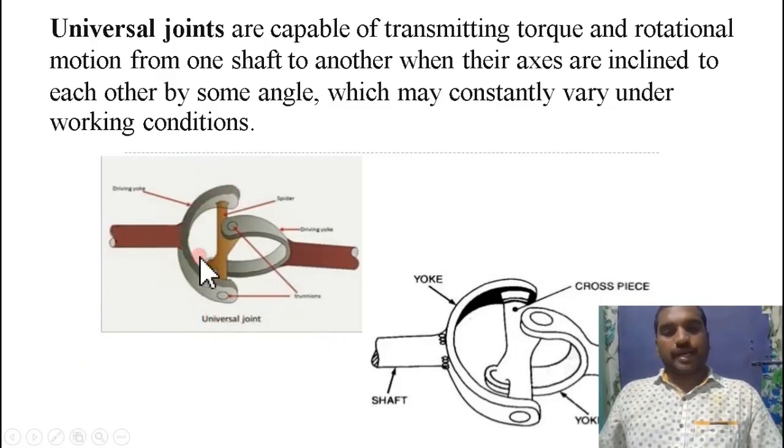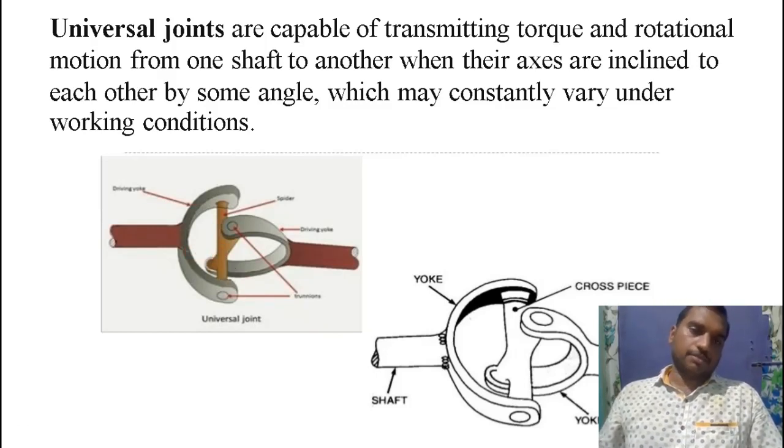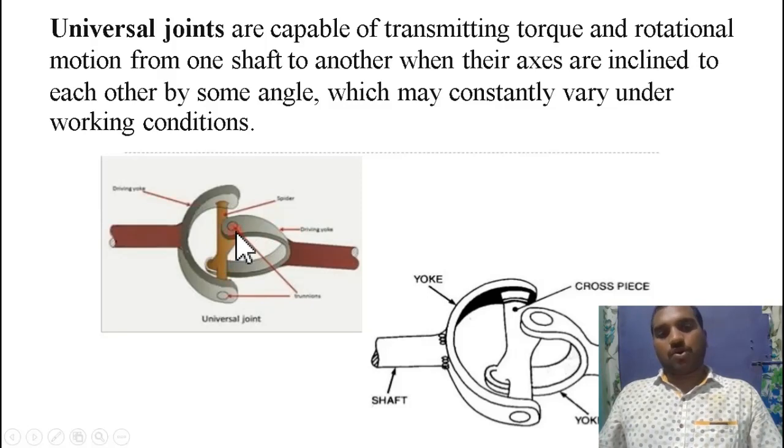The middle part is known as the spider or cross piece. It consists of two yokes which are mounted to the spider or cross piece. One yoke is connected to the driving member, and the other yoke is connected to the driven member. By this, power is transmitted from the driving to the driven member.